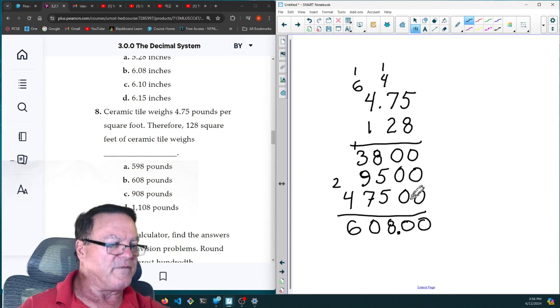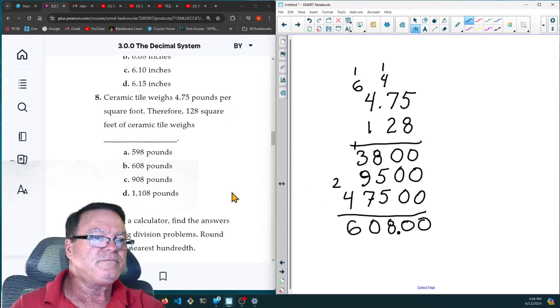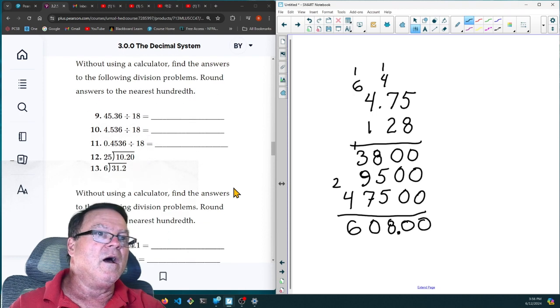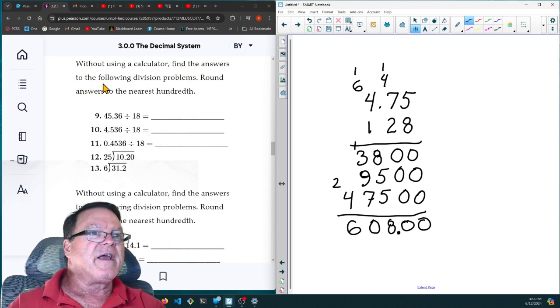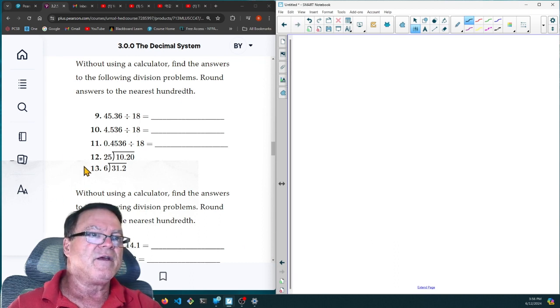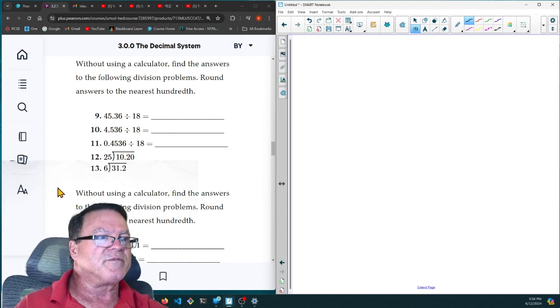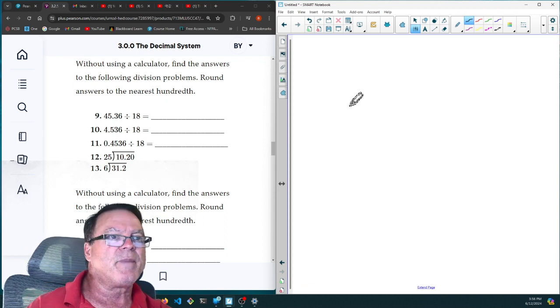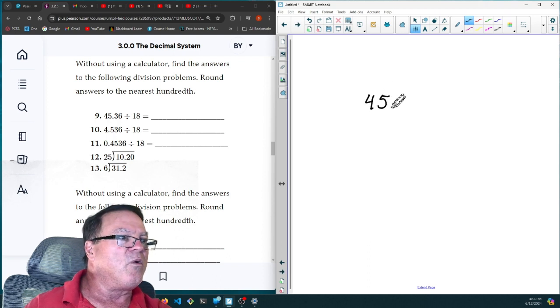B. Okay. Without using a calculator, find the answers to the following division problems. Round your answers to the nearest hundredth. Okay. They're telling us to round our answer to the nearest hundredth. So let's take a look at these problems, and then we'll round our answers. 45.36 divided by 18.